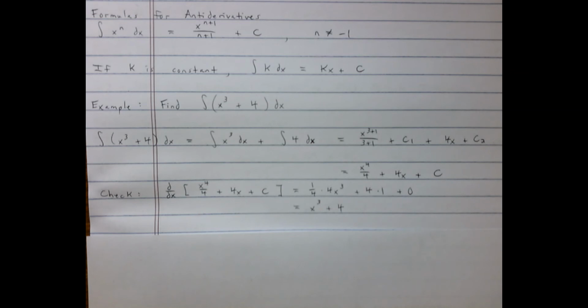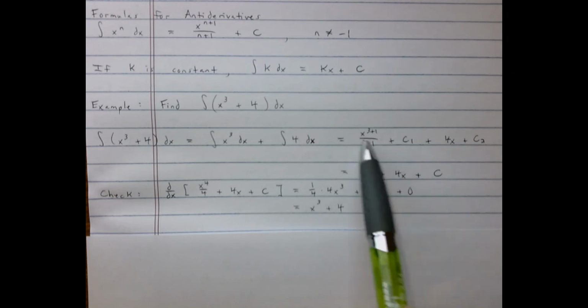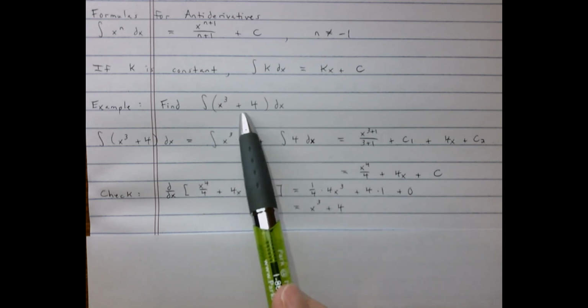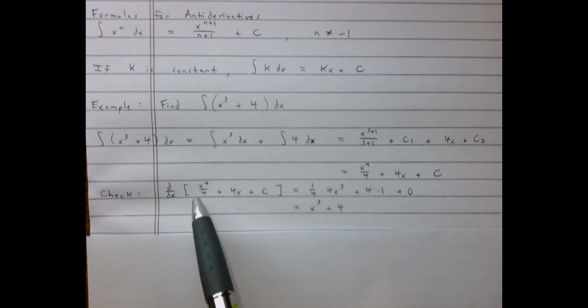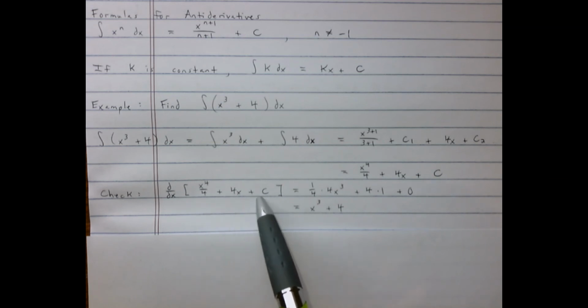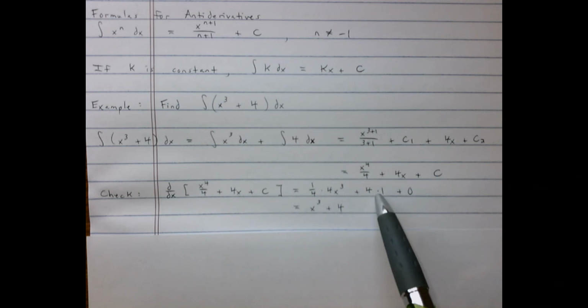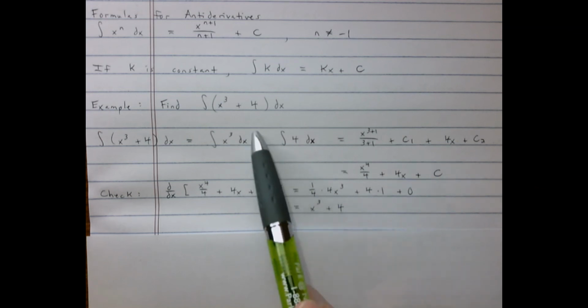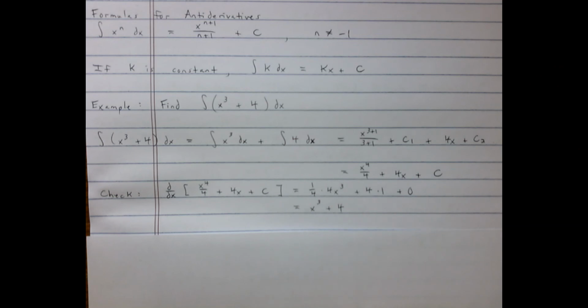And the nice thing about this is we can always check our work. Whatever you end up with here, you can take the derivative and make sure you get back to what you started with here, what's in the integrand. So if we take the derivative of x to the 4th over 4 plus 4x plus c, we end up with this, which reduces to x cubed plus 4. That checks. That's what we started with, and that's what we have in the integrand.